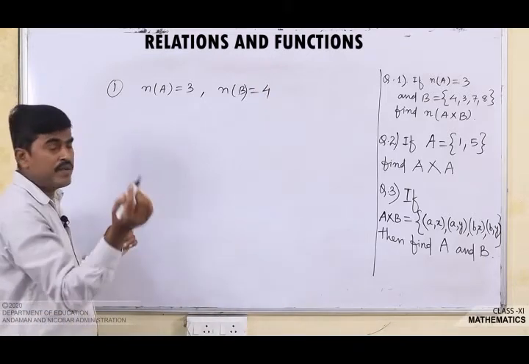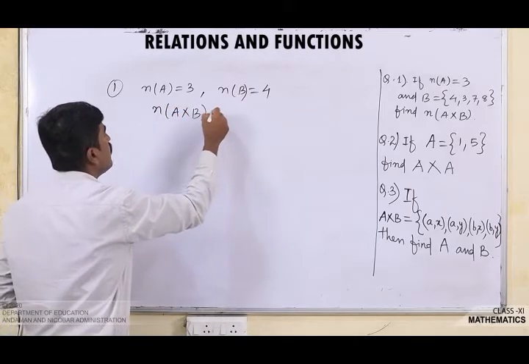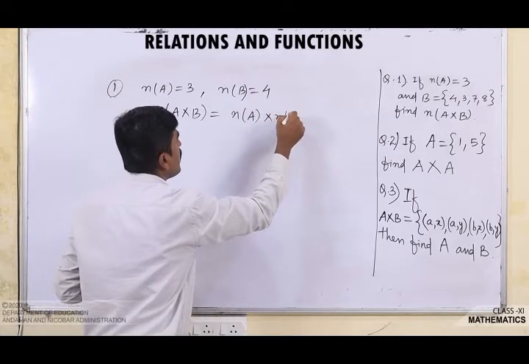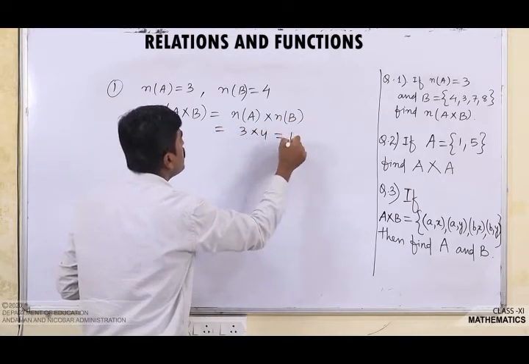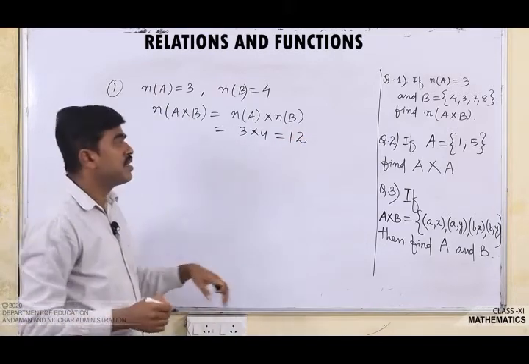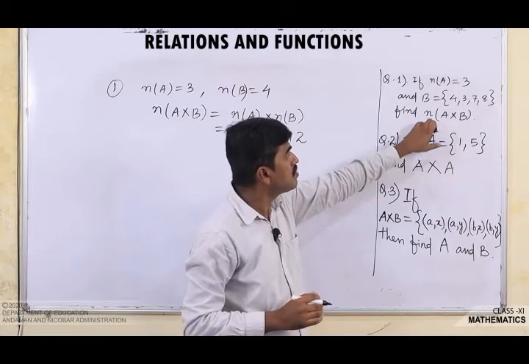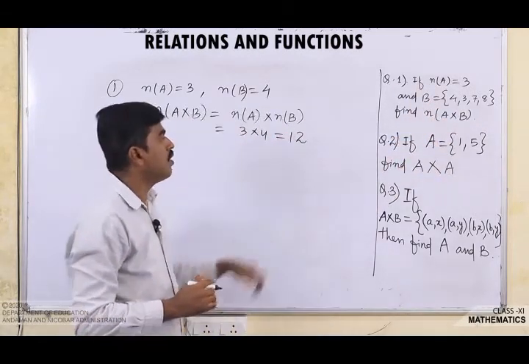So what is the number of elements in A cross B? We have to find the number of elements in A cross B. The number of elements in A cross B is the number of elements in A into the number of elements in B. That is equal to 3 into 4, that is equal to 12. So the number of elements in A cross B is 12. Very simple question. Okay. That means how many ordered pairs are there in A cross B? That is 12 ordered pairs.